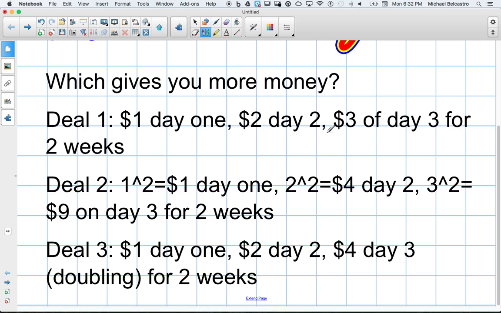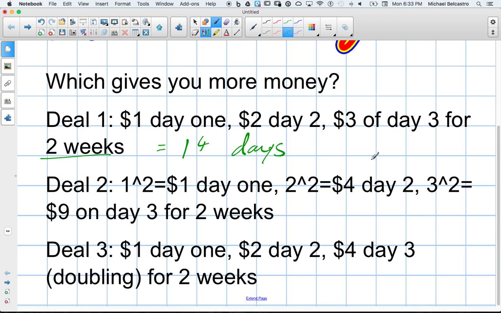But what we're going to do is try to figure out what the values are at the end of these. So deal 1 says you get $1 on day 1, $2 on day 2, $3 on day 3. So essentially every single day you're getting $1 more, and this is going on for 2 weeks. So first thing we really want to define is 2 weeks is equal to how many units of days, because these are measurements of days. We want to work in the same unit. So this is 14 days of summing up values.